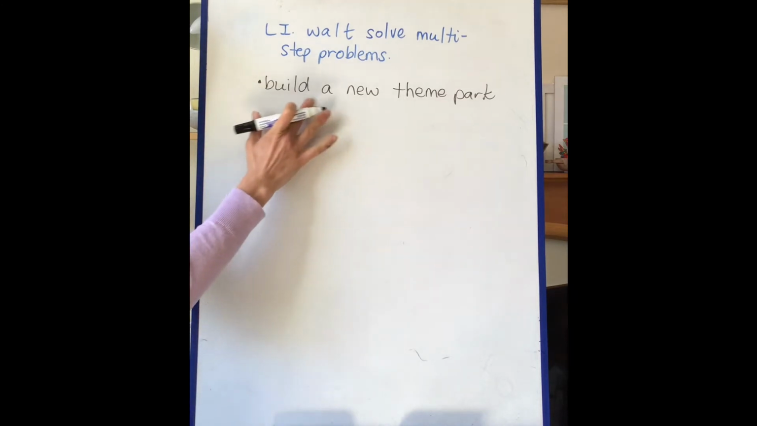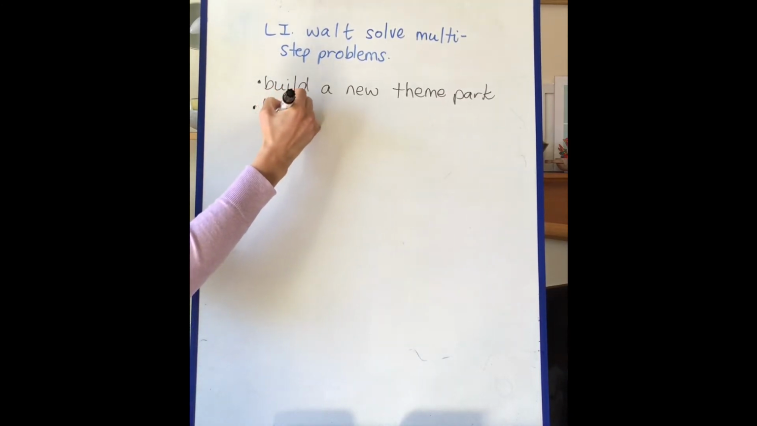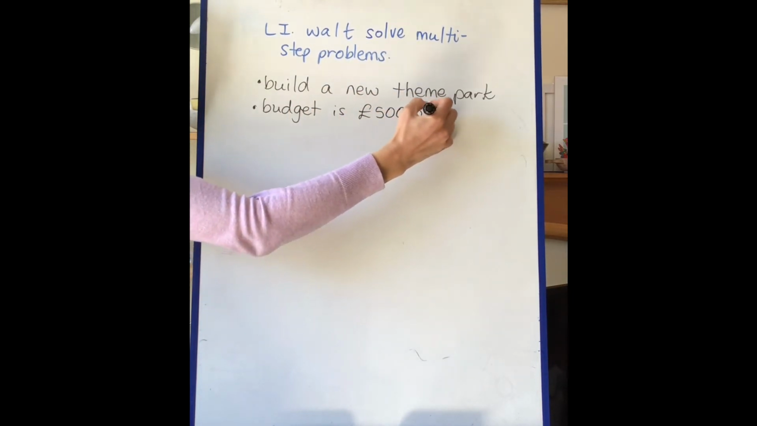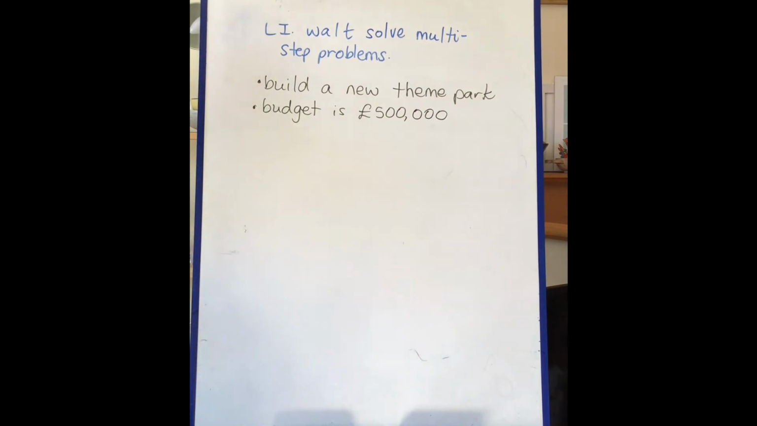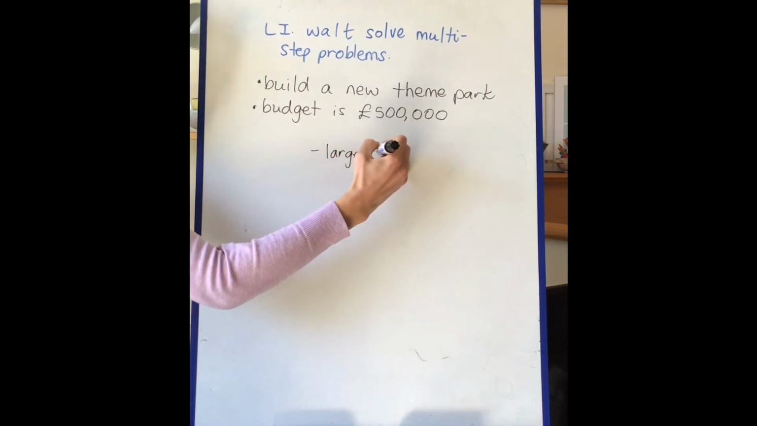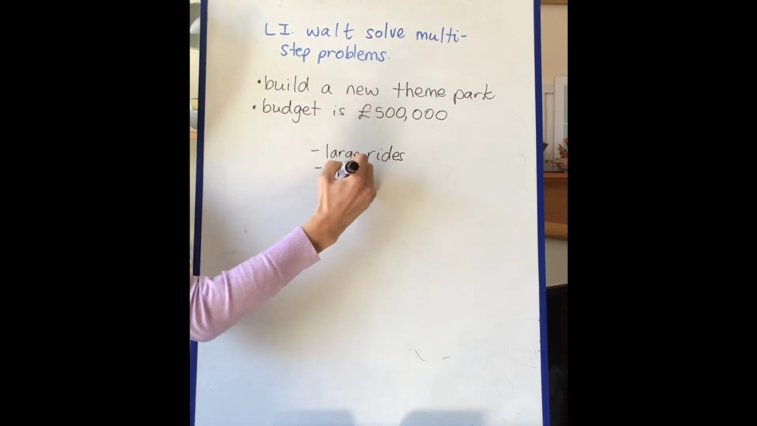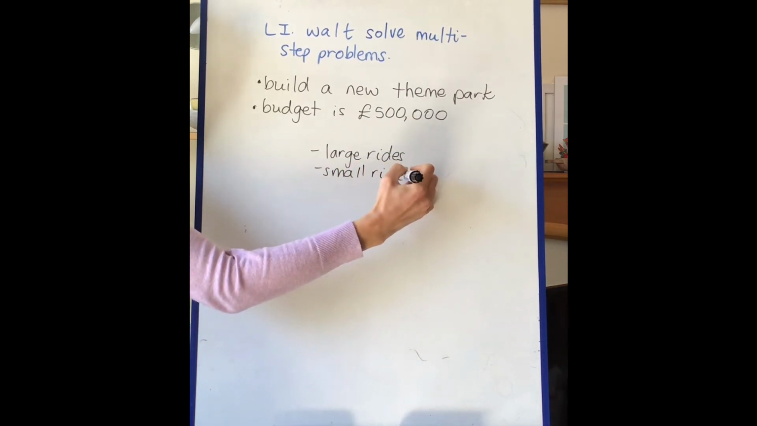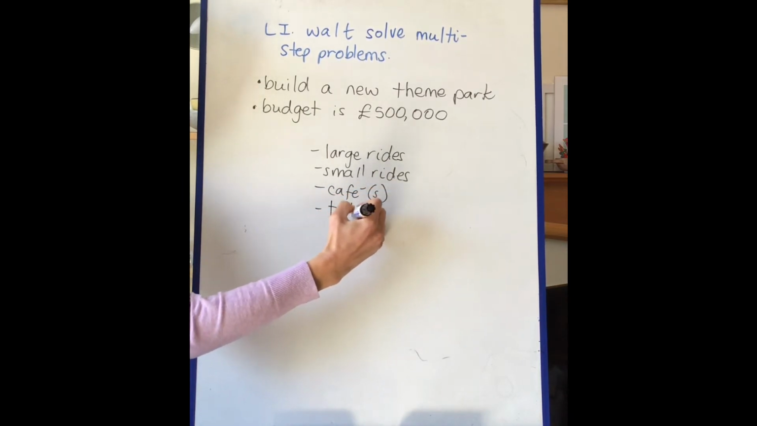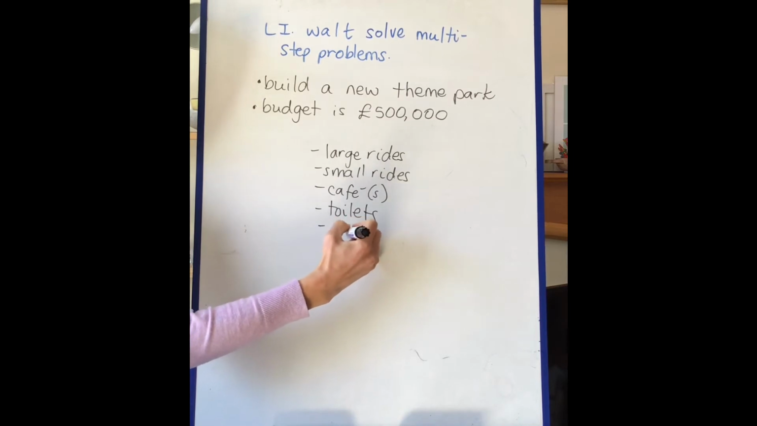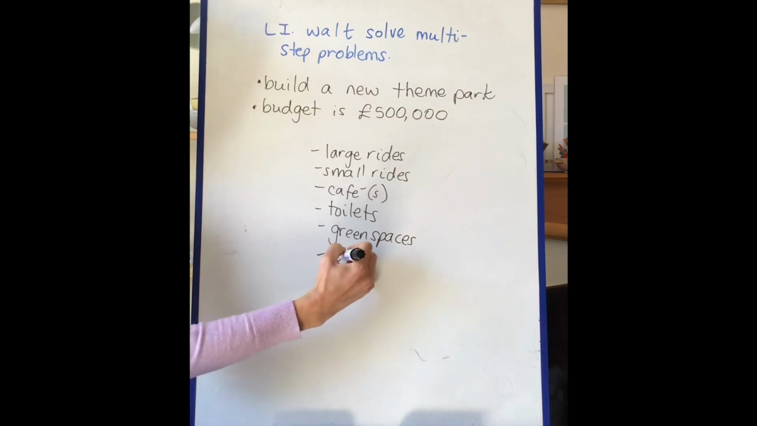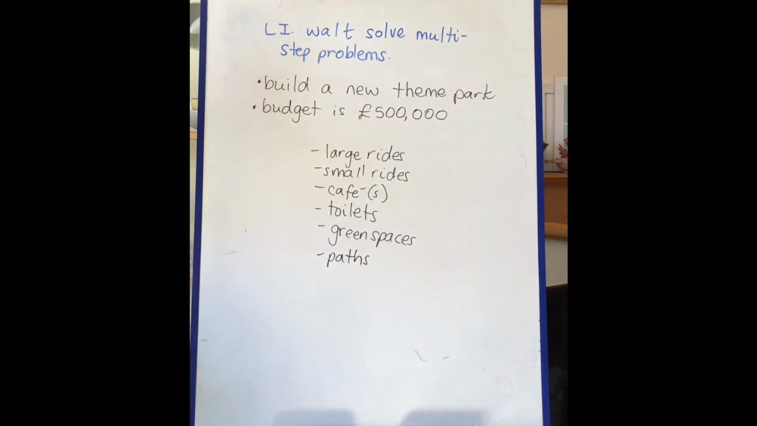So your budget is £500,000. Okay, which is quite big and quite exciting. All right, now what we're going to need is large rides, small rides, cafes, maybe a few, toilets. Okay, you're going to need some green spaces, and you're going to need paths to connect everything. Okay, all of this is going to cost money.